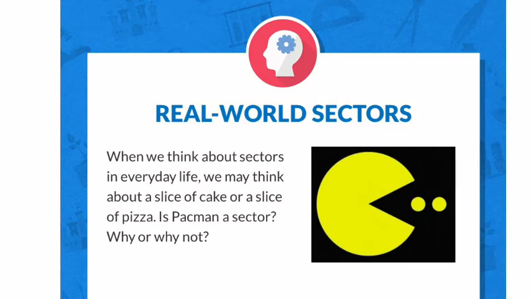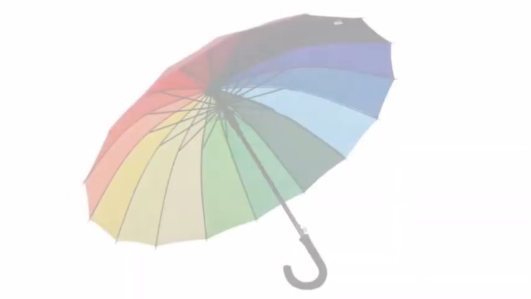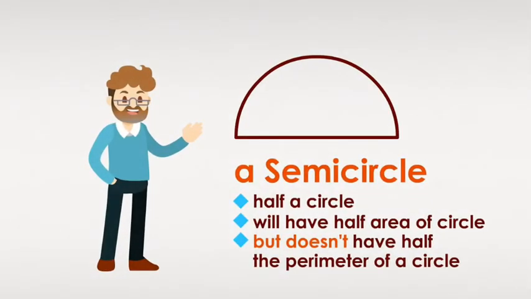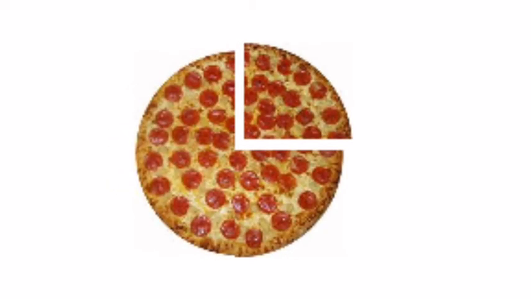When we think about sectors in everyday life, we may think about a slice of cake or a slice of pizza. Is Pac-Man a sector? Yes, it is a major sector. All these are some examples of a sector of a circle. Now, what is a semicircle? It is half of a circle and its area will be half, but it doesn't have half the perimeter of a circle. Then, what is a quadrant? Quadrant means if you divide a circle into 4 equal parts, one part is called a quadrant.